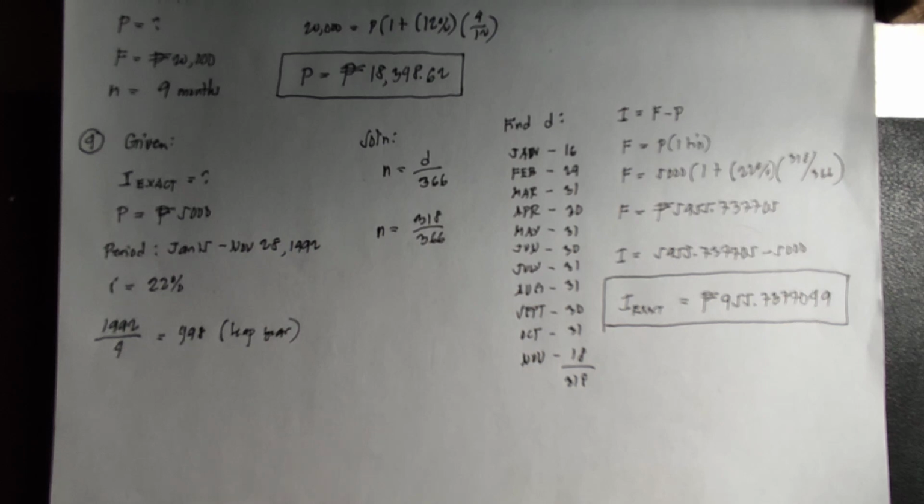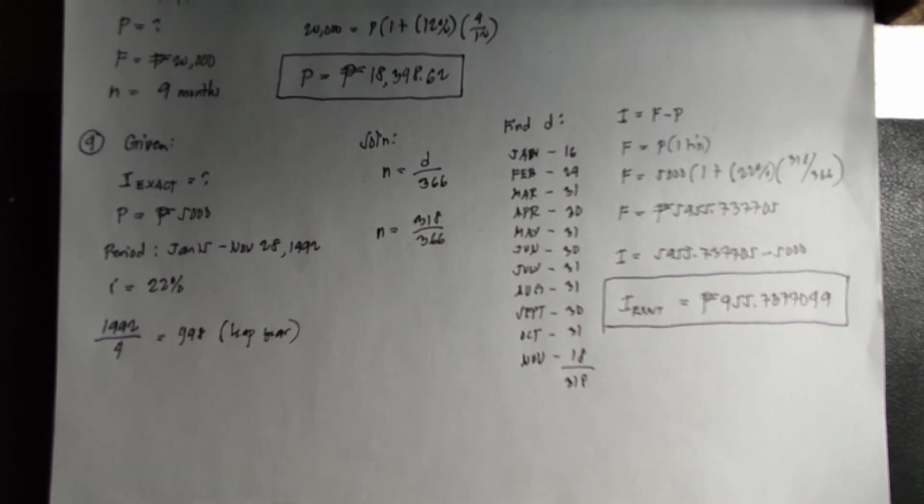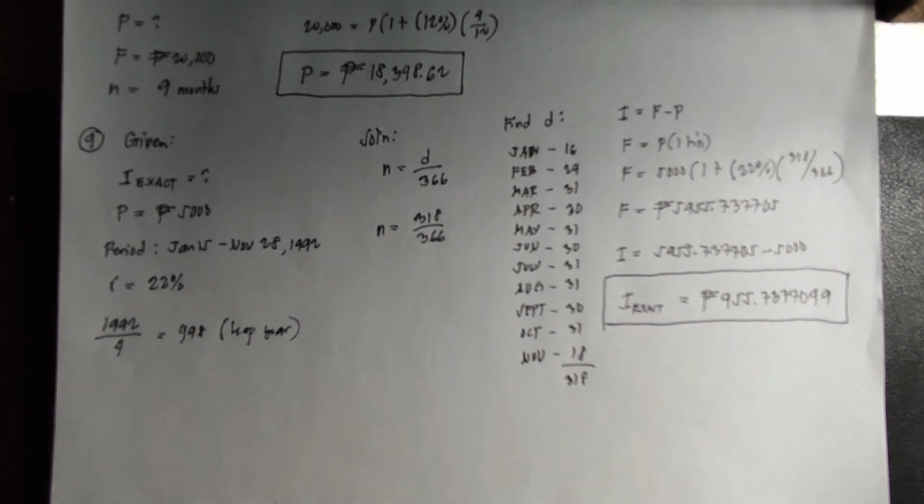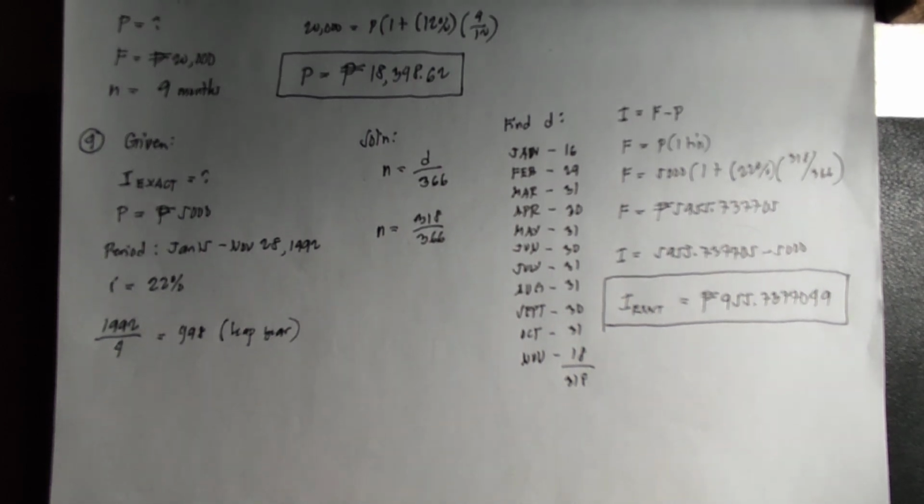Then let's substitute the values. F is equal to 5,000 multiplied to the quantity of 1 plus 22% multiplied by 318 over 366. Then we will get our future amount is equal to 5,955.737705 pesos. Then to get the interest, we will subtract the principal from the future amount.